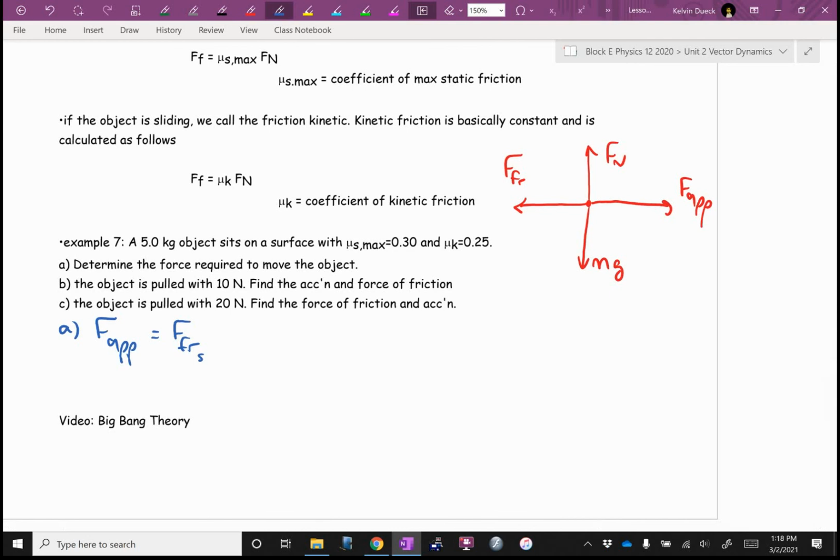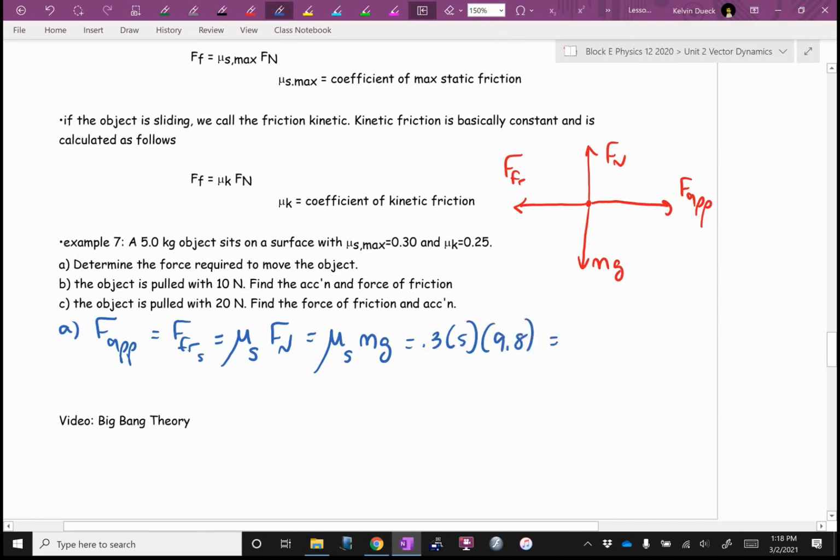Friction is what times what? This is static friction, so it's going to be mu static times the normal force. I don't know the normal force. Oh, but look. I know the force is the same size as the normal force. So the minimum force to get this to move is going to be mu static mg. It's going to be 0.3 times 5 times 9.8. I can do that in my head.